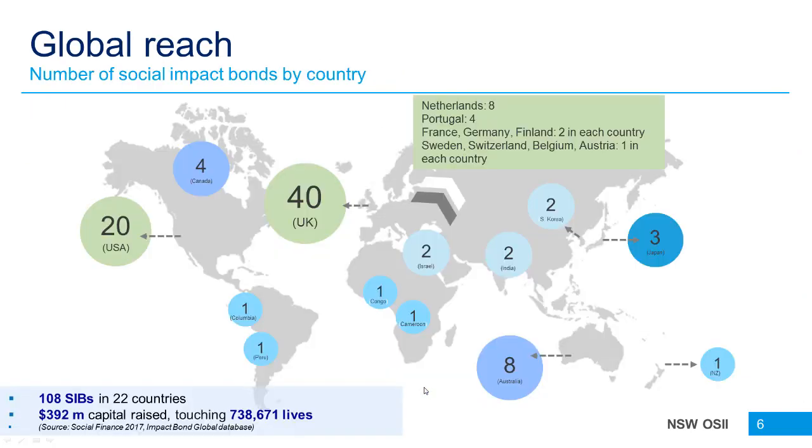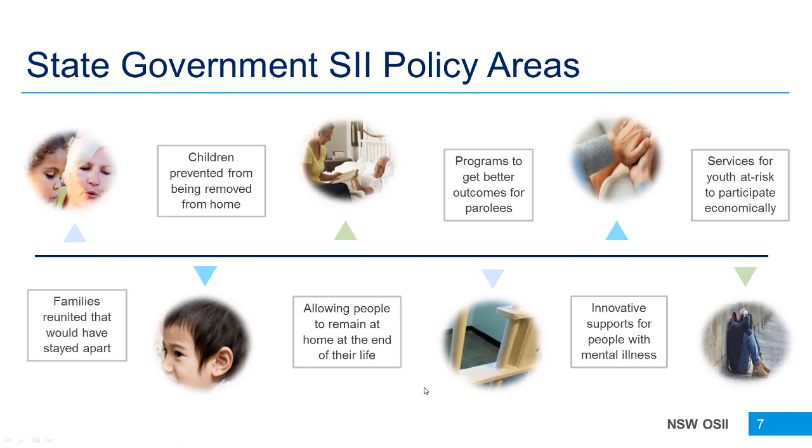Let's now look at the global reach of social impact investment. The idea of social impact investment is still a relatively new concept. It originated in the United Kingdom, with the first social impact investment commencing in 2010, being the Peterborough Social Impact Bond. Currently, there are 108 social impact investments globally. As you can see, the majority of those are in the United Kingdom and in the USA. There are currently 8 social impact investments in Australia. 6 of those are in New South Wales.